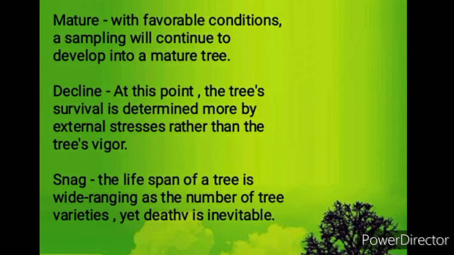Lastly, decline. At this point, the tree's survival is determined more by external stresses rather than the tree's vigor. These stresses take a toll on the tree, making it more susceptible to insects and diseases, and it eventually succumbs to a causal agent or the pressures of competition from other more vigorously growing plants adjacent to the tree.